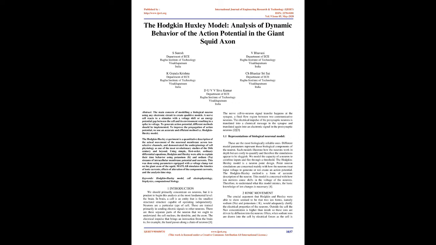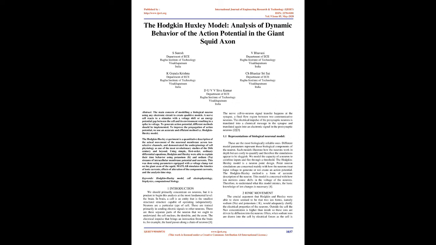1.1 Representations of biological neuronal model. 2.1 Membrane potential. 2.2 Nernst potential. These are the most biologically reliable ones. Different model parameters represent those biological components of the neuron. Such models illustrate how the neurons work in depth but are costly to quantify, and therefore the simulations appear to be sluggish. We model the capacity of a neuron to combine inputs and fire through a threshold.